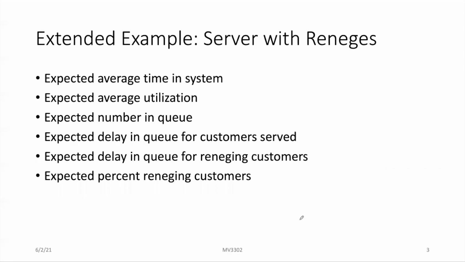So what I wanted to do is just give you a slightly more extended example. This is our server with Renege's model that we did a while back. And so I want to look at all these different measures. I want things like the expected average time in the system for those who got served, the expected average utilization, the expected average number in the queue, the expected average delay in the queue for the customers served and for the reneging customers. Remember, those were different. And then the expected percent of reneging customers at the end. Again, those were all values that we were measuring.